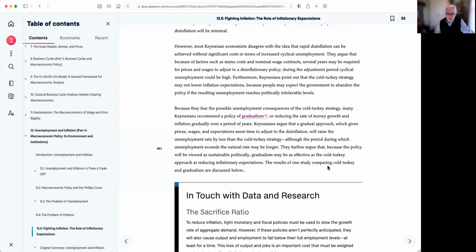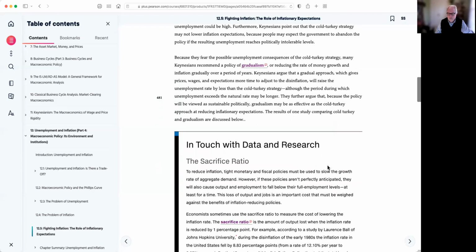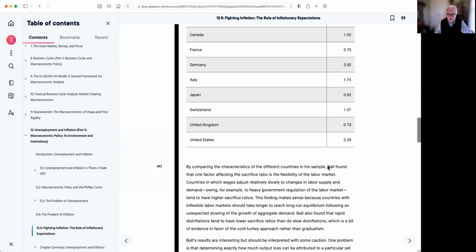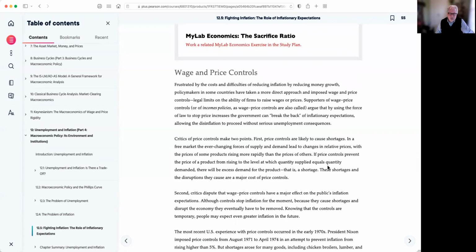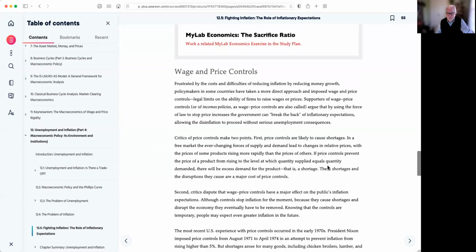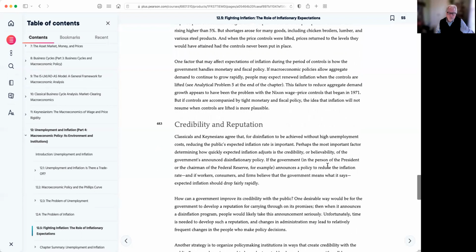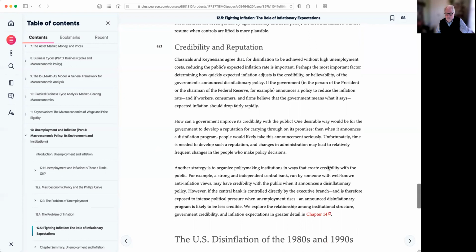The question in 2022 is whether the higher inflation that people in the U.S. are experiencing will lead to higher inflationary expectations, which then will make it more difficult for the Federal Reserve to bring those inflationary expectations down. There are other ways that you could think about controlling inflation that are talked about in this section. Wage and price controls, generally that doesn't work very well. Credibility, the reputation of the Federal Reserve, that's really what matters.